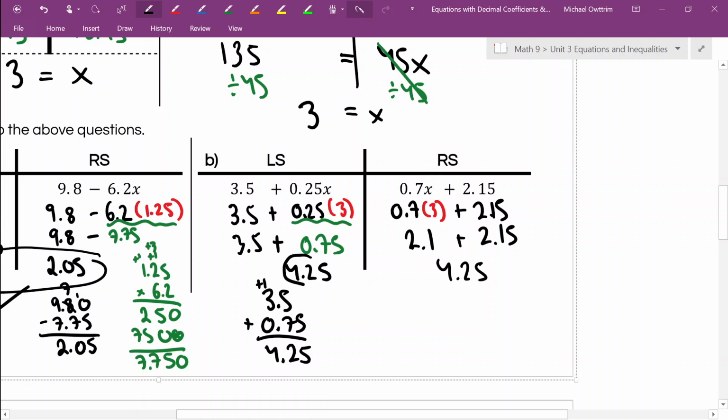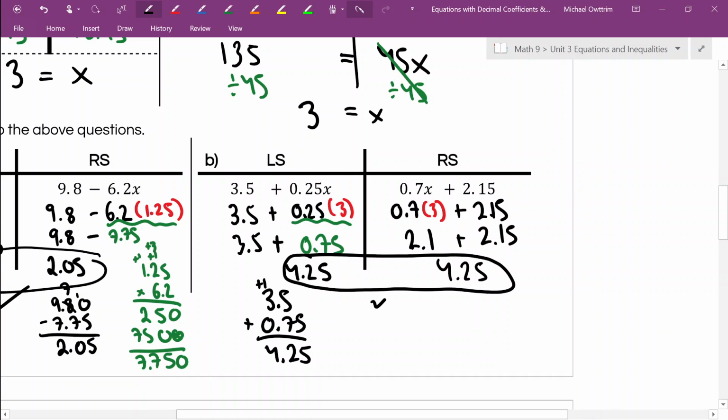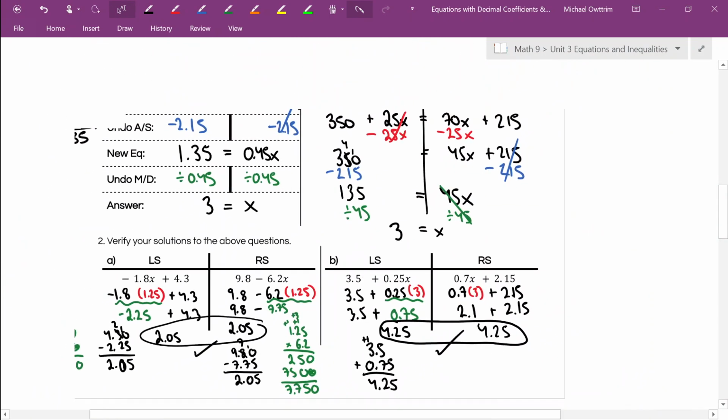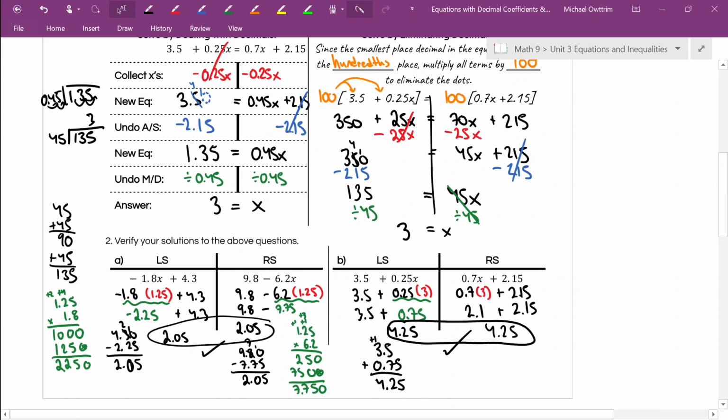So again, we see that in fact our left side does equal the right side. Same value on both sides of the equation. We know our solution of x equals 3 is in fact correct. So I hope that's helped with your understanding of how to solve an equation that has decimal coefficients and constants.